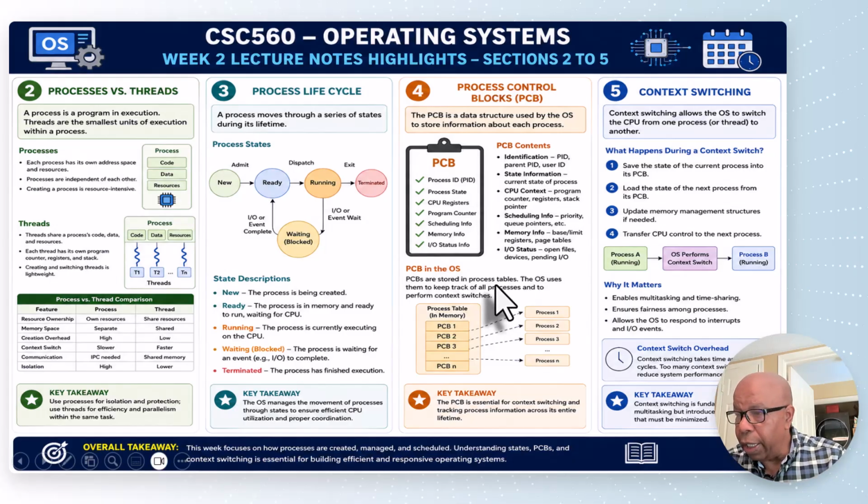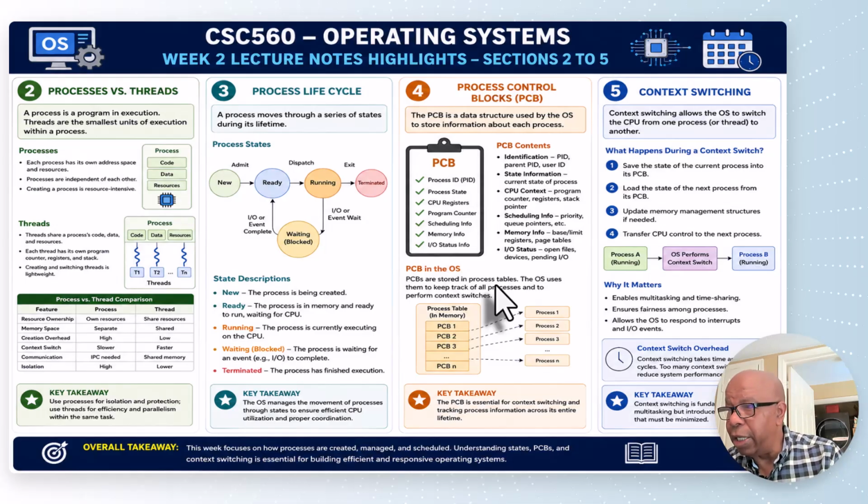The process control blocks in the operating system are stored in process tables. The operating system uses these tables to keep track of all processes and to perform context switches. A context switch is going from one state to another state. The process control block is essential for context switching, tracking process information across its entire lifetime.